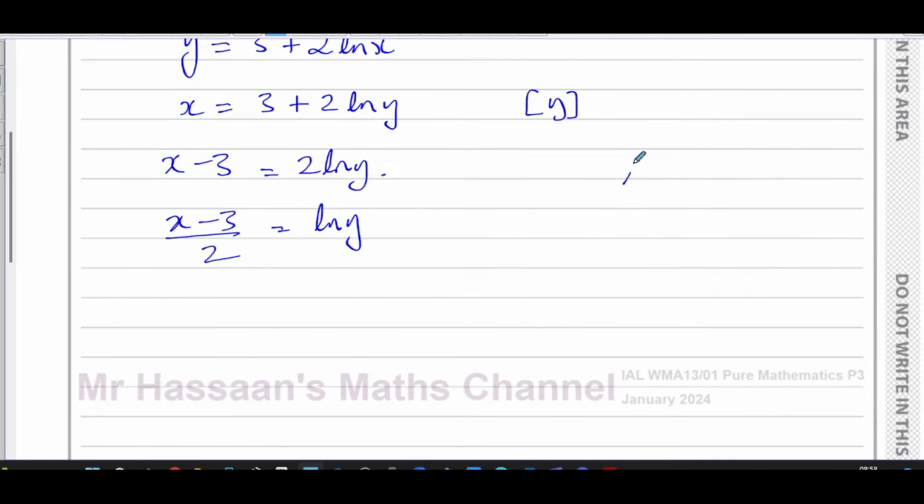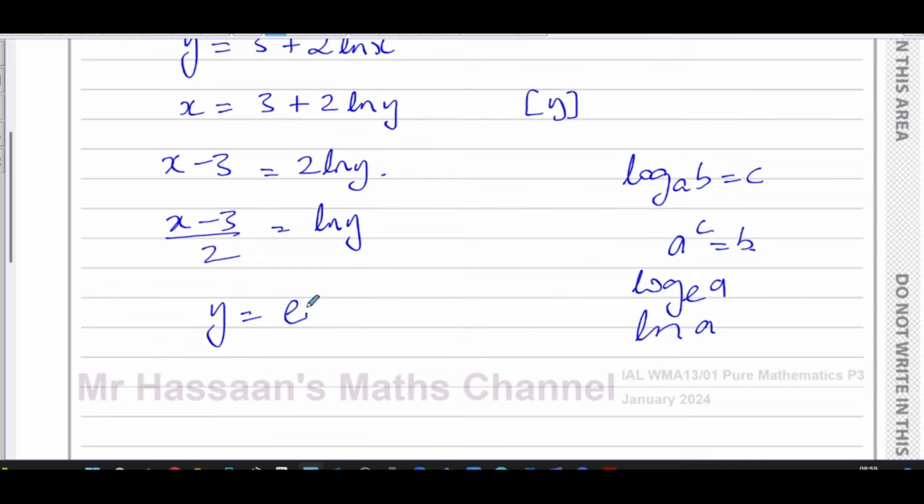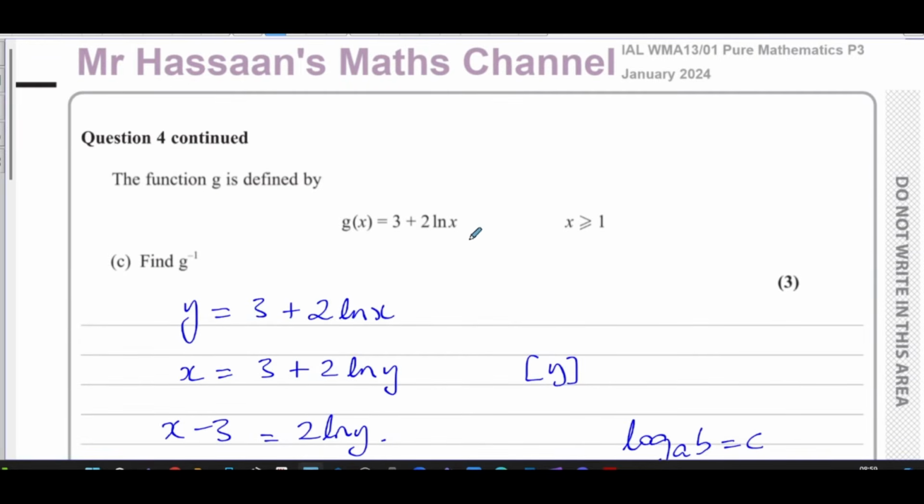Now remember, log to the base a of b equals c can be written in index form as a to the power of c equals b. And the log to the base e of something is the same as ln of that. Ln means log to the base e. So if we rewrite this in index form, e to the power of x minus 3 over 2 equals y. So y equals e to the power of x minus 3 over 2. This is the inverse function for this log function.